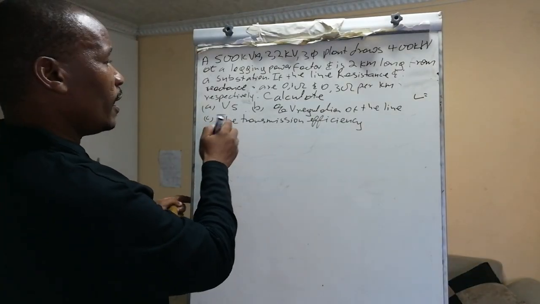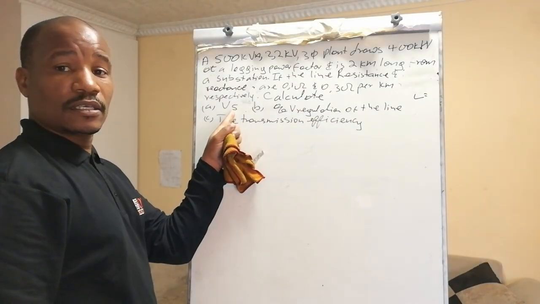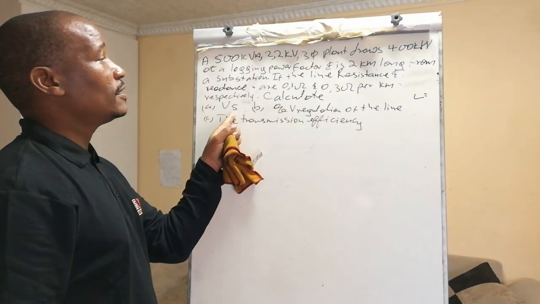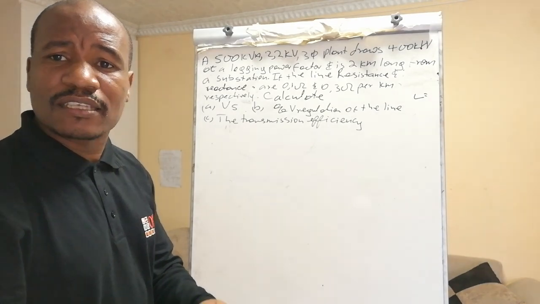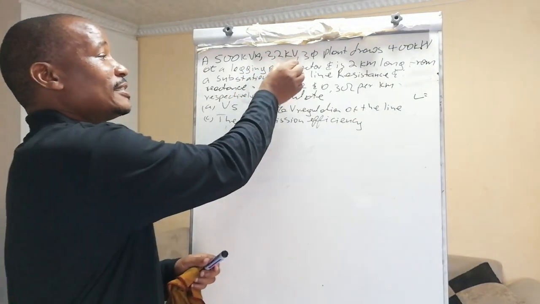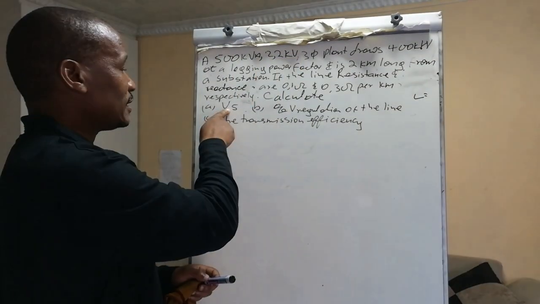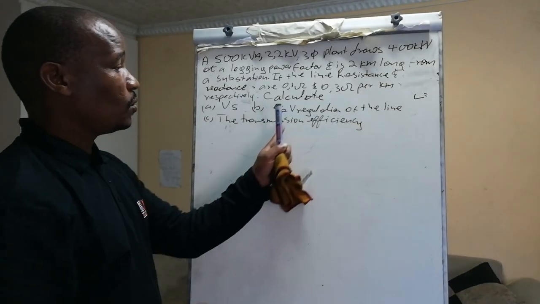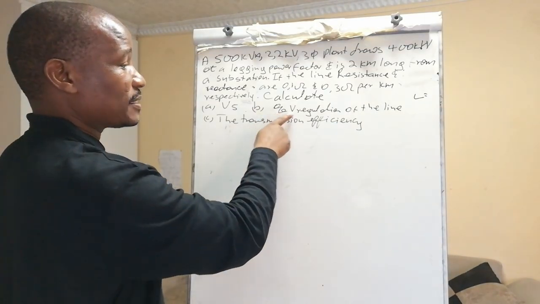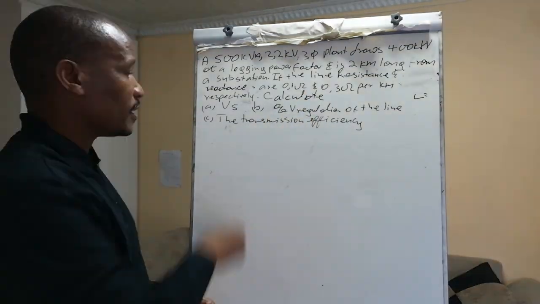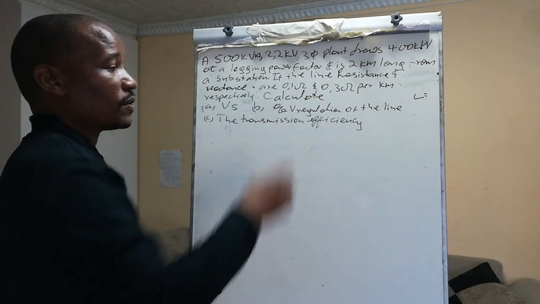So they ask you to calculate the sending end voltage. What does this mean? This 2.2 kilovolt is the voltage on the nameplate. It is the receiving end voltage. It's given. The sending end voltage has to be calculated. You also have to calculate the performance of that transmission line, the percentage regulation of that line, and then the transmission efficiency. And then here is the voltage regulation.